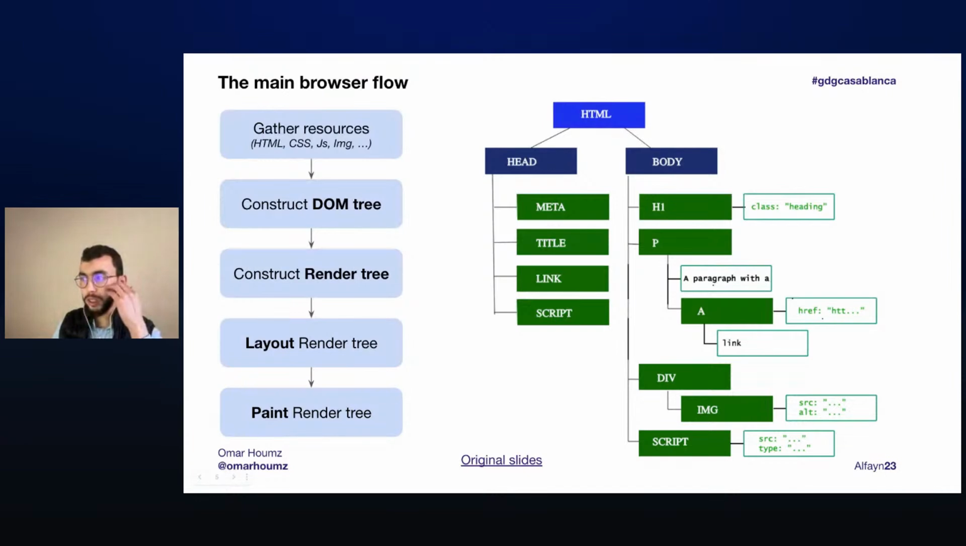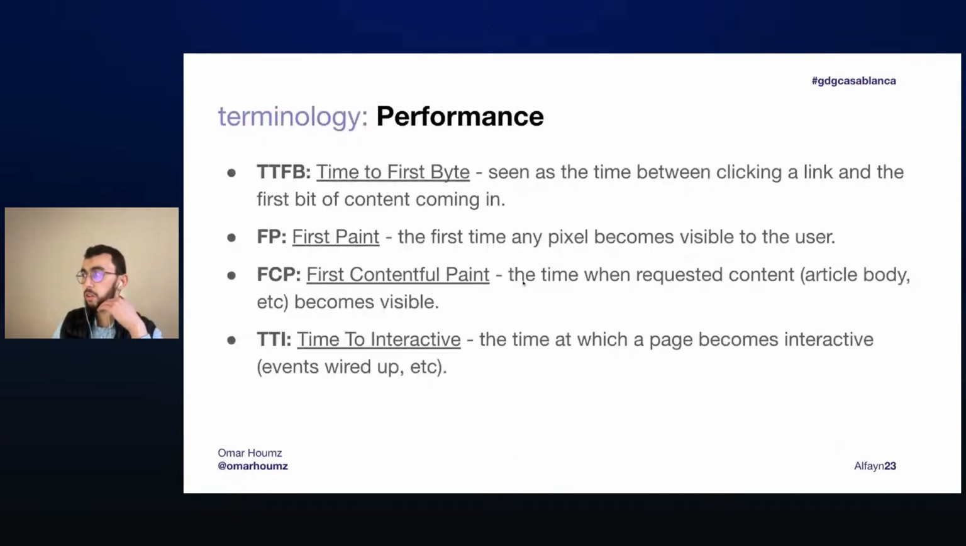First contentful paint is the time when requested content, article body, etc. becomes visible. So we might have, for example, a header that shows, but it's not a contentful paint. We will typically wait for a block of text or a big image that fills the screen. That we call FCP, or first contentful paint.